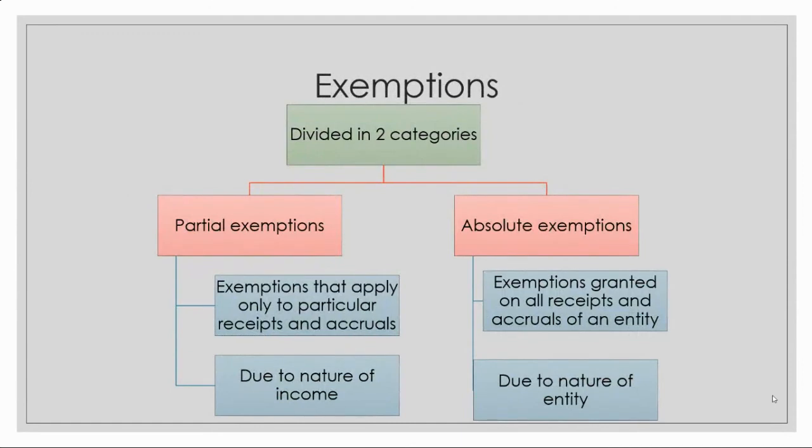Our exemptions are basically split into two categories. You've got your partial exemptions and your absolute exemptions. Now, the absolute exemptions are due to the nature of the entity. So that's generally linked to your government entities where you would have a full exemption. Whereas your partial exemptions are based on the income. Examples of that would be your interest exemption for natural persons, which is based on your age. If you're less than 65 years of age, it would be 23,800. If you're more than 65 years of age, it would be 34,500.